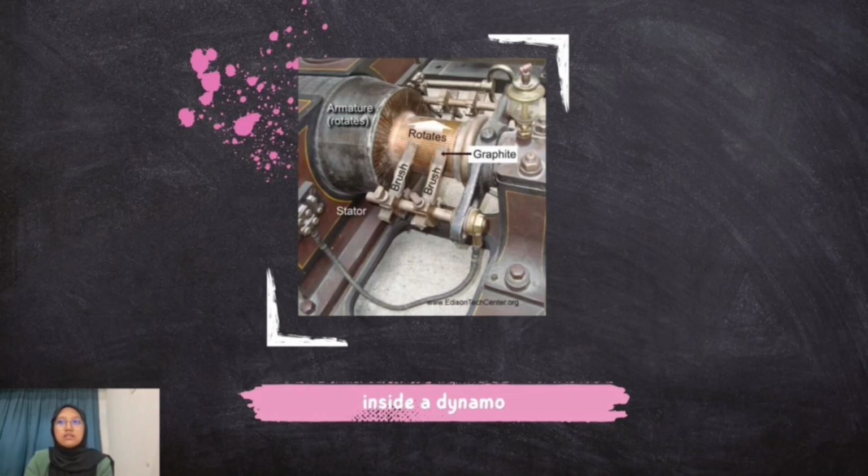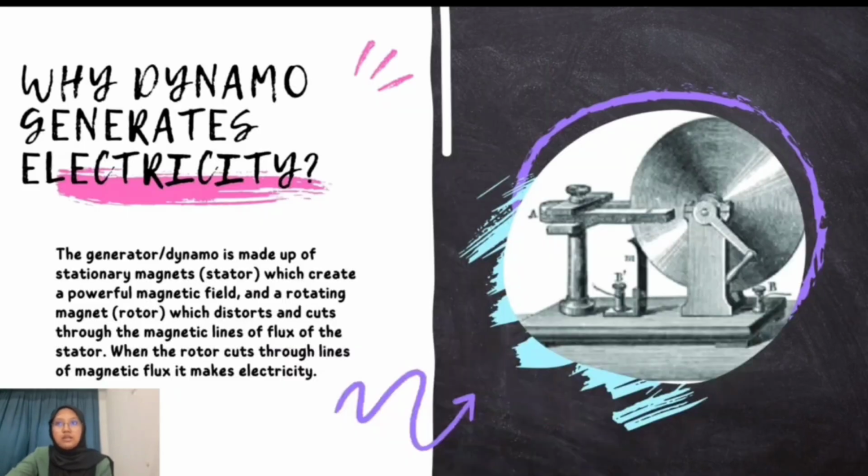And we can also see the commutator. The commutator was needed to produce the direct current, so the commutator is a very important part of a generator. Next, I will explain why a dynamo generates electricity.